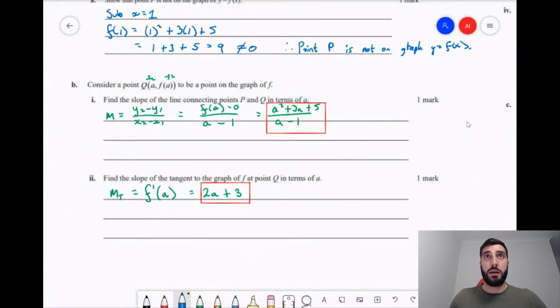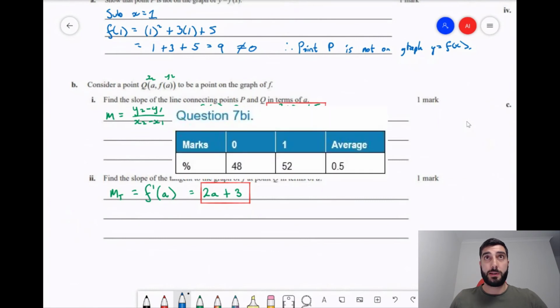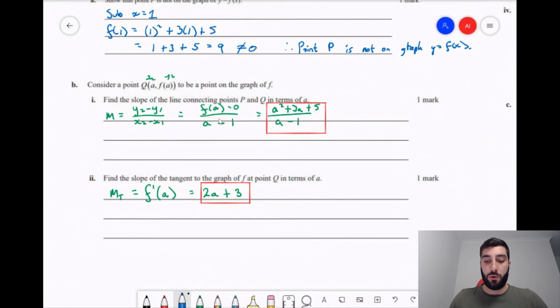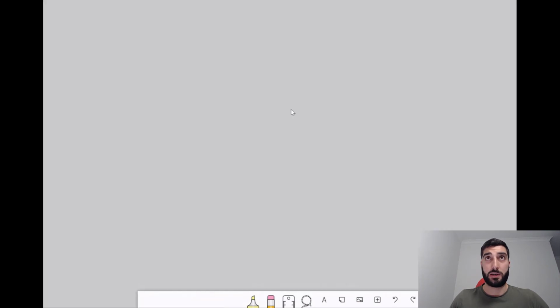Moving on to B(i). 52% got this correct. Many students wrote down an expression for the gradient, but went no further. Some students might have done this step or this step, but they didn't evaluate it. So it's really important to have it all in terms of a, not in terms of this function of a. Those are easy marks that a lot of students missed out on, unfortunately. Or some students tried to cancel out a, but did so incorrectly.